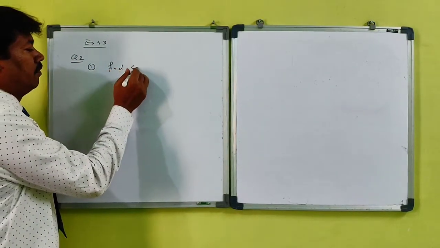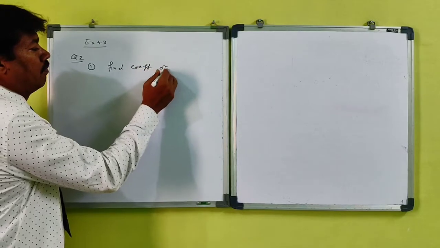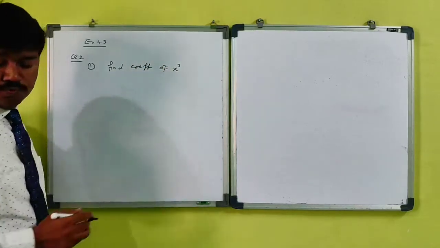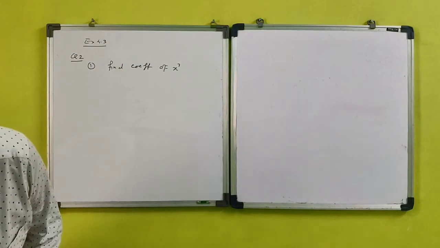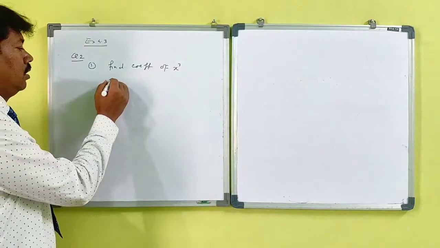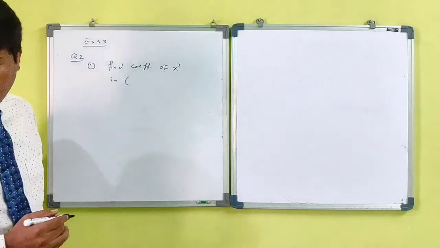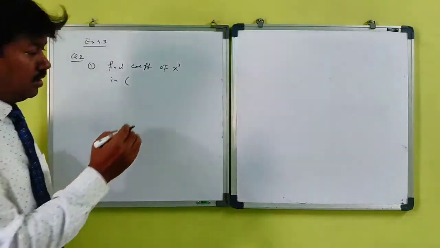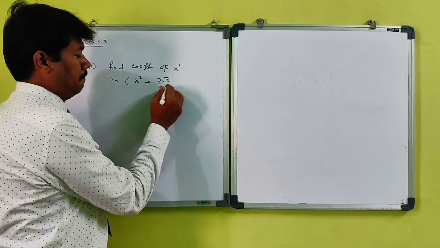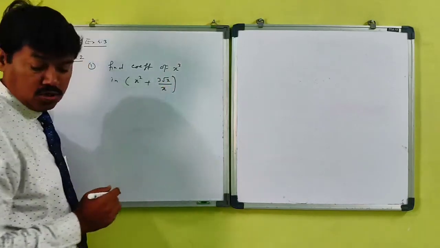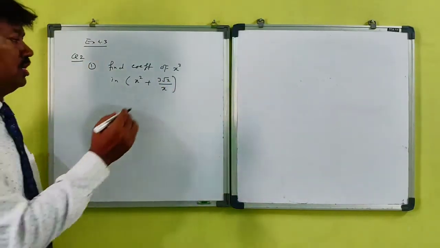Find the coefficient of x cube in x square plus 3 root 2 upon x, raised to 9.